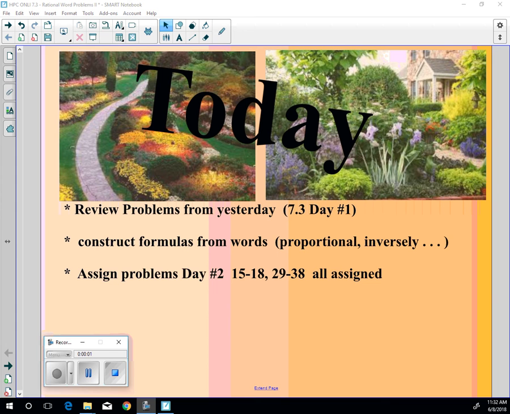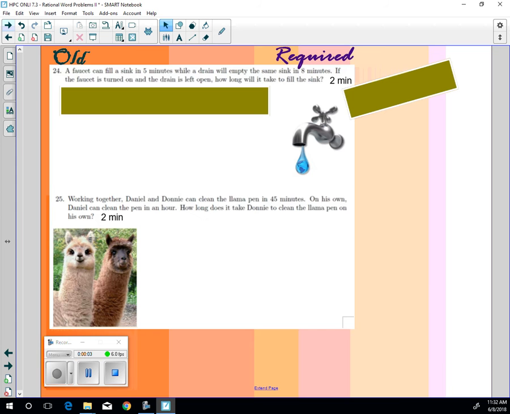One more day to look at these word problems. Let's just set up the faucet one quick. A faucet can fill a sink in 5 minutes. So rate, if the faucet is turned on and the drain is left open, how long will it take to fill it?